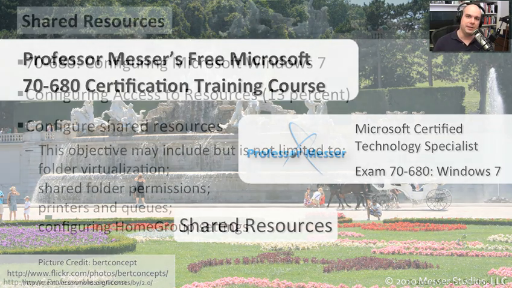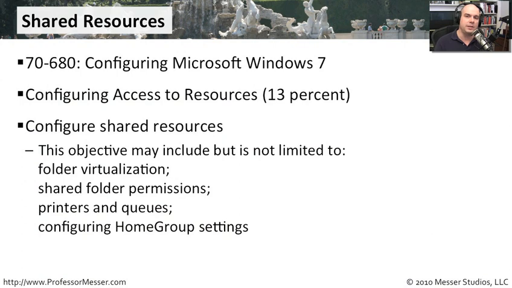I'm James Messer, and in this module, we're going to look at how you would take these files and these folders and these printers that we have on our computer and share them with other people across the network. This comes from our 7680 exam, Configuring Microsoft Windows 7. It's in the section called Configuring Access to Resources, which is 13% of the exam.